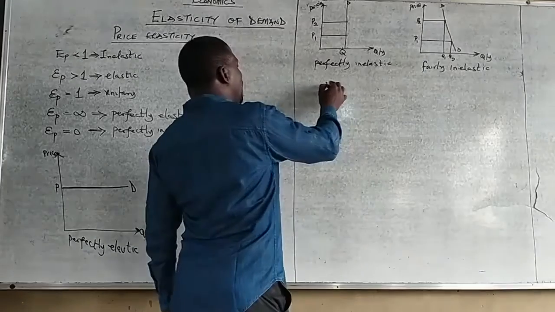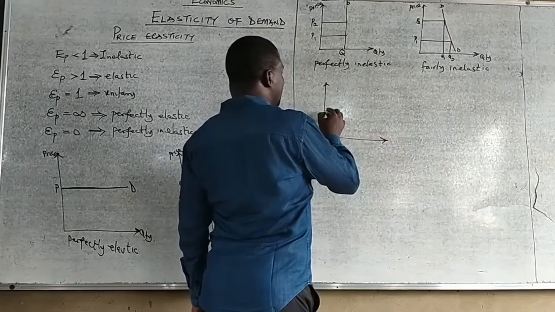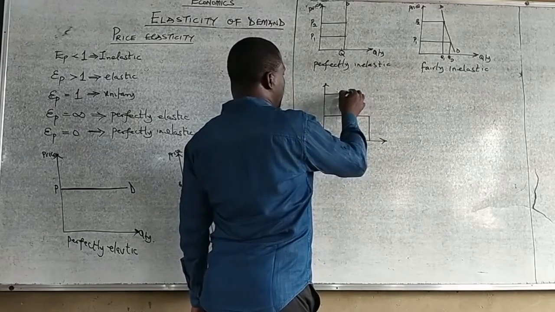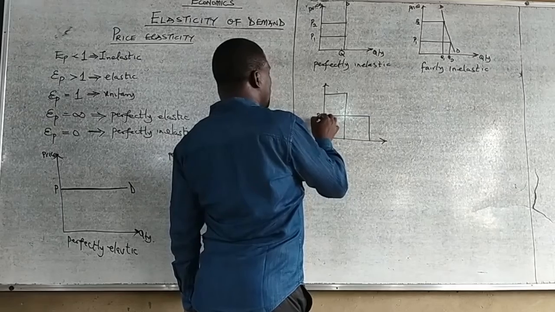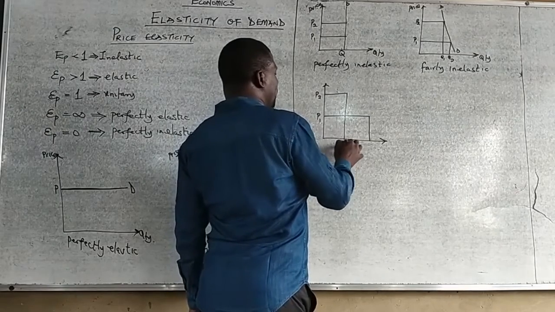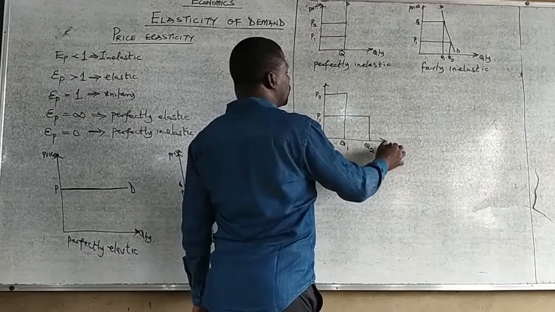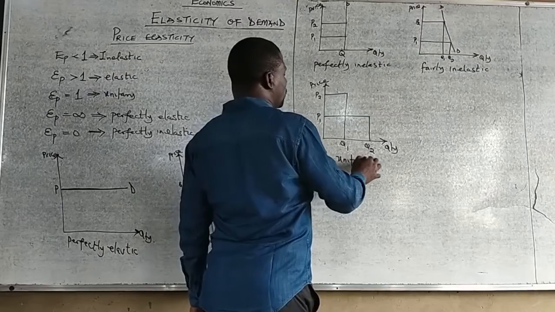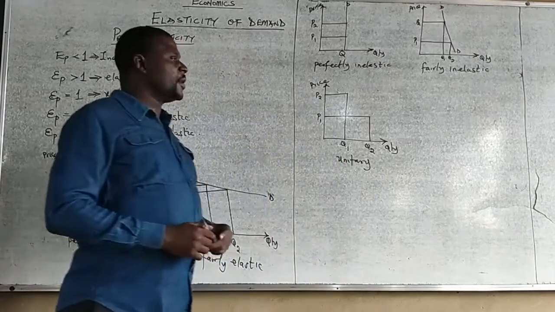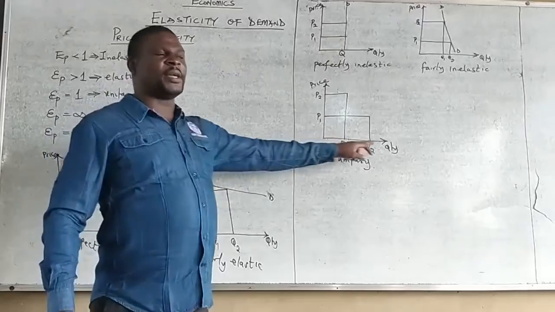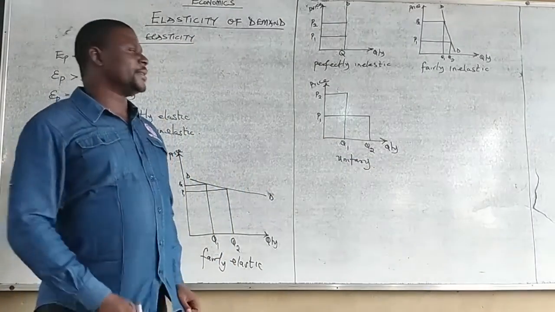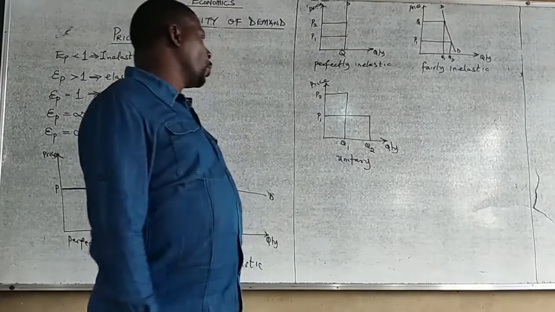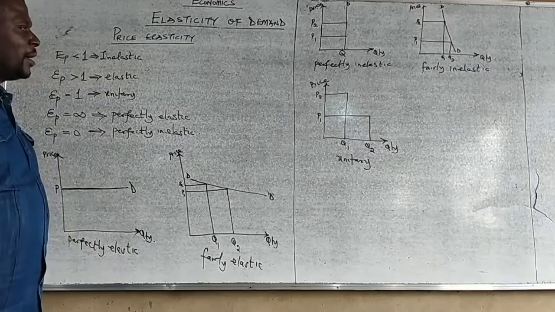And of course, the last one: when you have a product where a change in price brings about an equal proportional change in quantity, demand for that type of product is said to be what? Unitary. The same change in price brings about the same change in quantity demanded. Demand for that type of product is said to be unitary. So you need to get familiar with these curves.